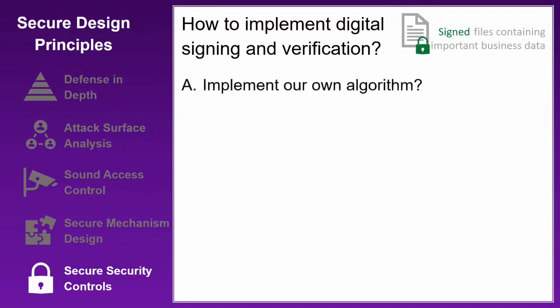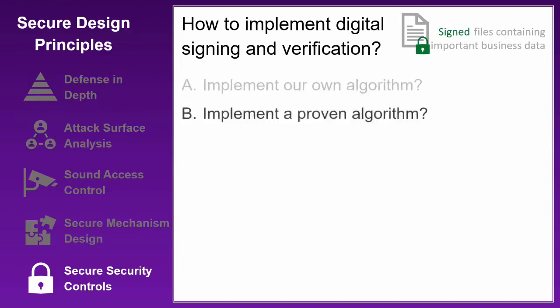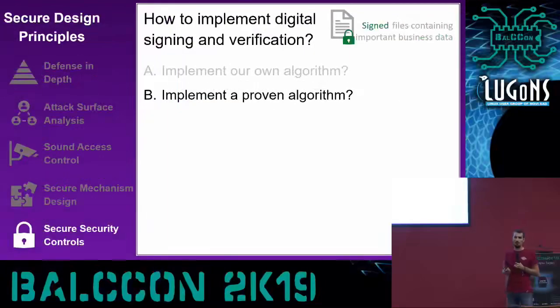Do we implement our own algorithm? Probably not. We can fail at every step along the way. Do we take a proven algorithm, something that people claim is secure, take the design, and then implement our code for it? Well, slightly better, not really great, not terrible, but still, we can introduce code-level vulnerabilities here, right?